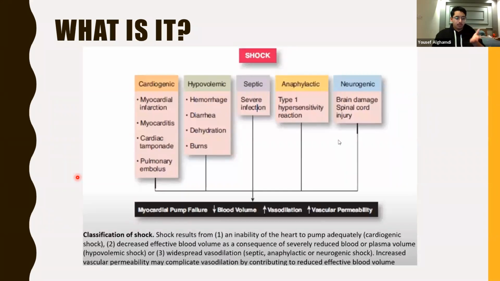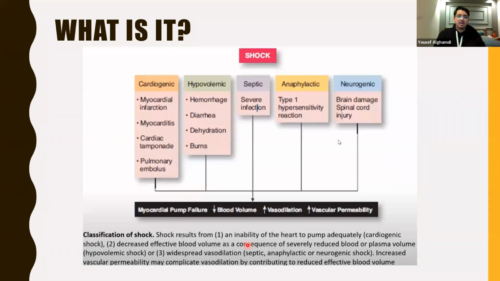I'm reading the slide right now. Number one is an inability of the heart to pump adequately, which is cardiogenic, right? Two is the decreased effective blood volume. So this is hypovolemic. For example, people who get severe burns, or for example, a mistake in a surgery that can lead to blood going everywhere and bleeding out, or someone who has a very bad wound that can lead to hypovolemic shock. Basically, decreased amount of blood. Okay.